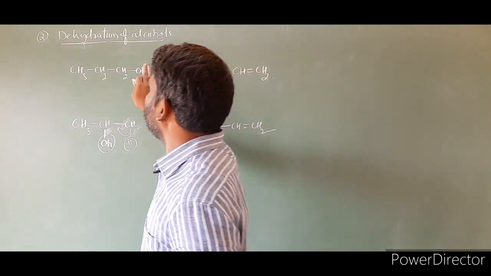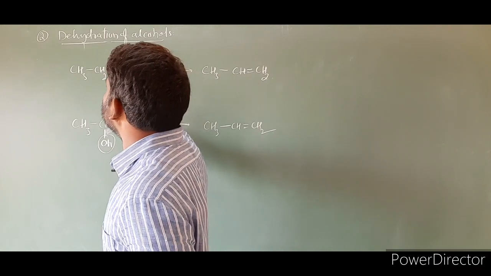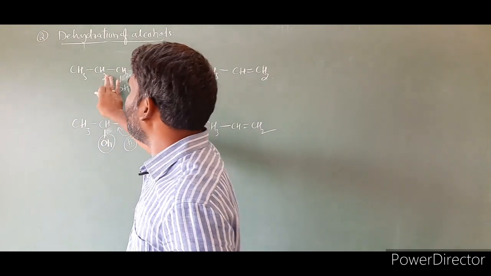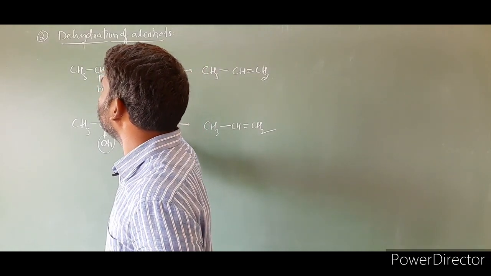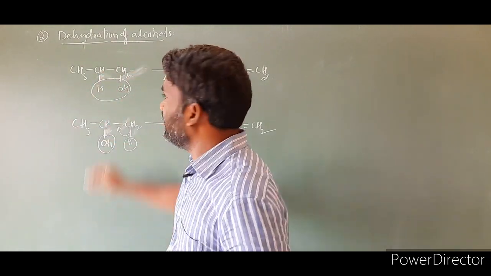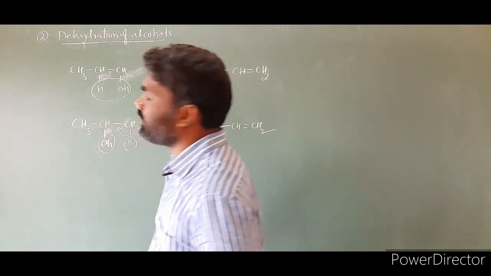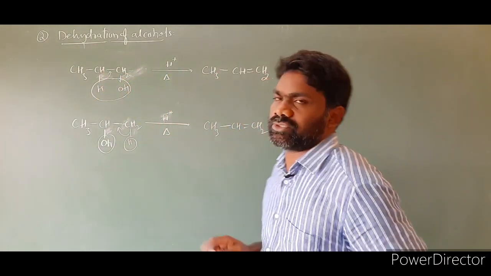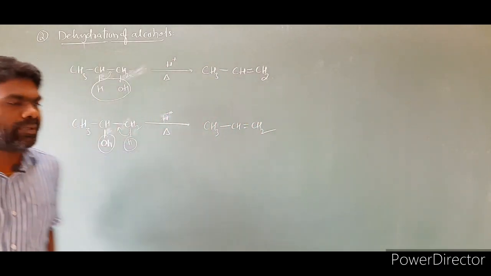Here also you can take, I am writing this as CH2OH, this one, for understanding purpose, and this I am writing as CHH. These two elements leave in the form of water, this bond is going to shift there. Then the product is CH3, CH double bond CH2. Like that also you can write the product for understanding purpose.